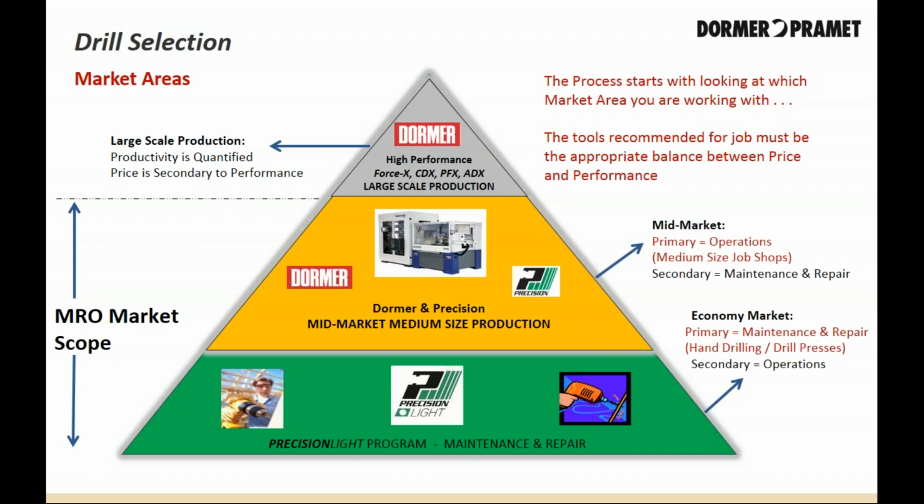The middle of the triangle stands for mid-market or medium-sized job shop production. This market can be addressed using uncoated solid carbide, brazed carbide tipped, Cobalt, high-speed steel drills. This all depends on the material that's involved and the desired cost by the company. The bottom of the triangle shows the economy market, where price and perception is the driver. Normally addressed with MRO specific or general purpose drills. Hand drilling and drill presses are typical applications in this market.